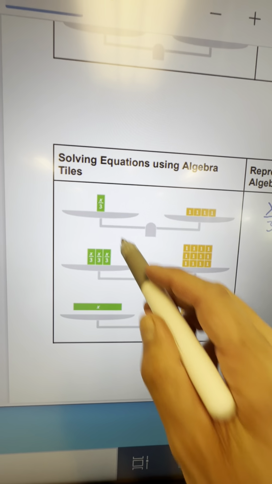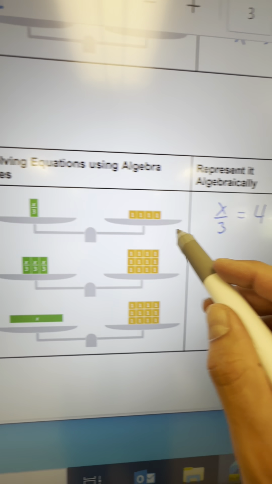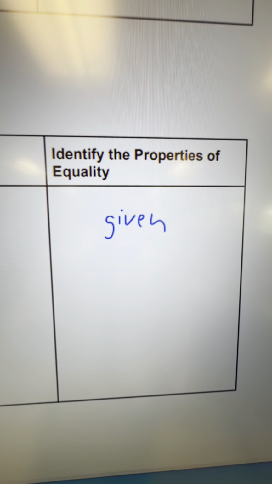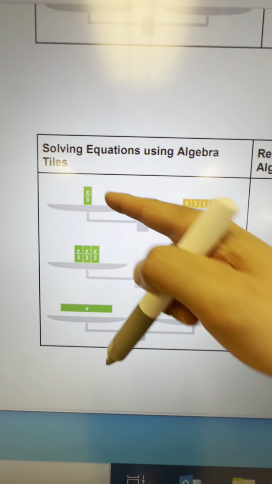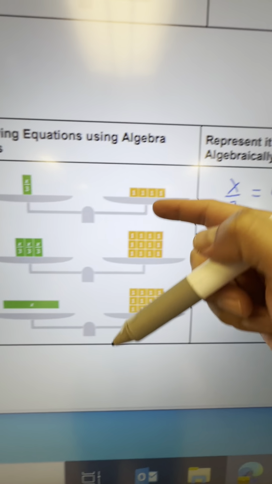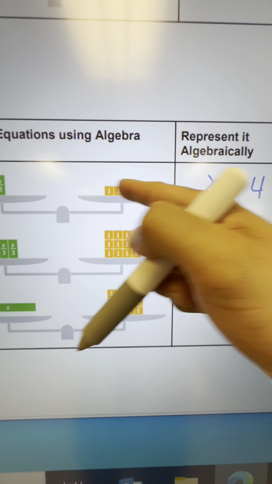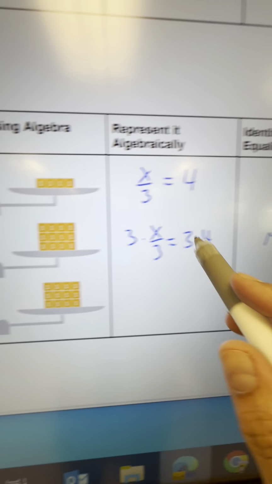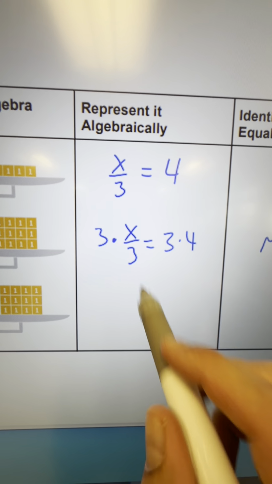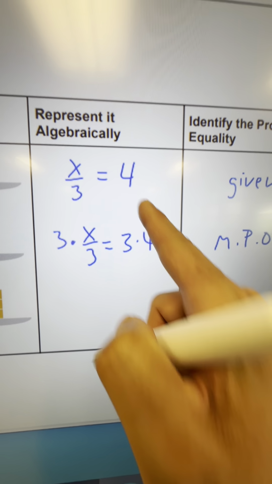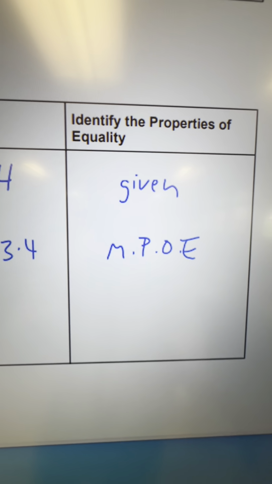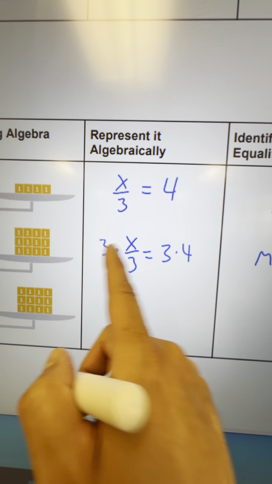Here's our last problem, x over 3 equals positive 4. I'll write down my equation here, and that was given to us, so I'll put given for my reason. In the next step, they multiply this side by 3 because we have 3 copies of it now, and we multiply this side by 3 also because we have 3 copies of that one. To show that algebraically, I'm going to show that I'm multiplying this side by 3, so 3 times this amount and 3 times that amount. Both sides were multiplied by 3, and this is multiplication property of equality.